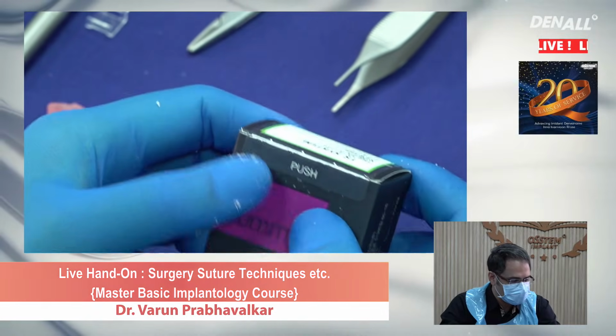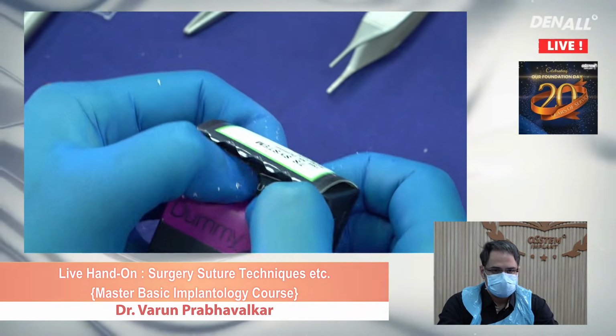Do we have a no mount implant? Yeah. Push, and there you open.